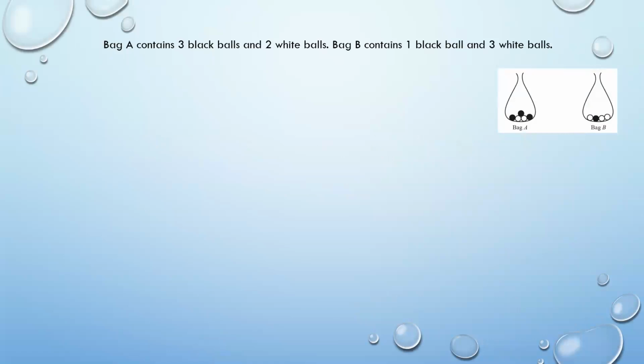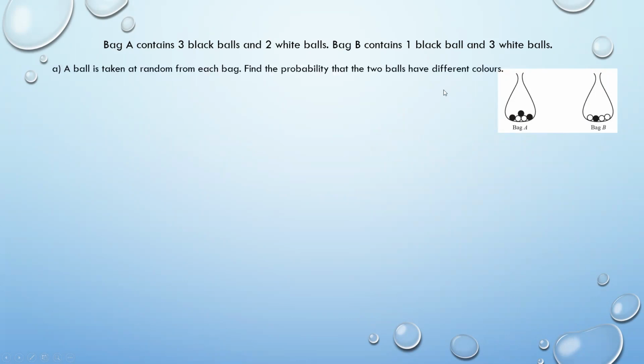There are two bags. One has 3 black and 2 white, and the other has 3 white and 1 black. The question is: a ball is taken from each bag. What is the probability the two balls have different color?